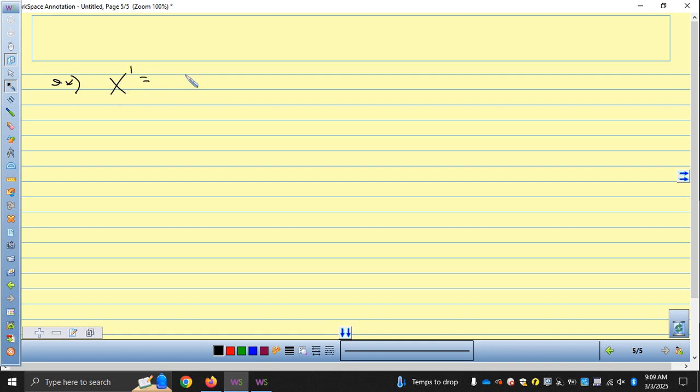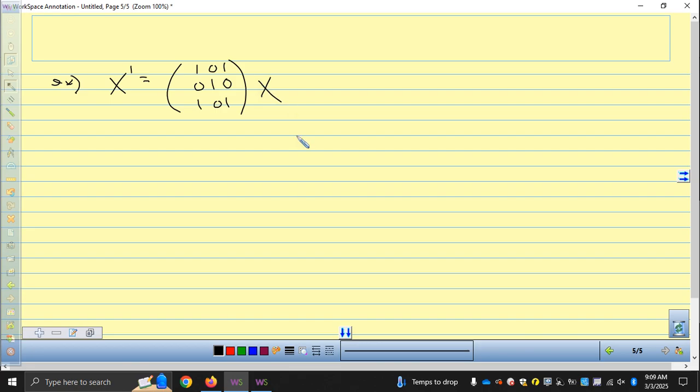All right, so we have x prime equals the matrix 1, 0, 1; 0, 1, 0; 1, 0, 1 times x. Now if I wrote this as equations, I would get dx/dt equals x plus z, dy/dt equals y, and dz/dt equals x plus z. That would be the system of differential equations that this matrix equation corresponds to.